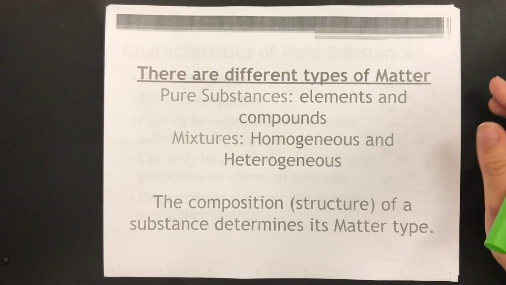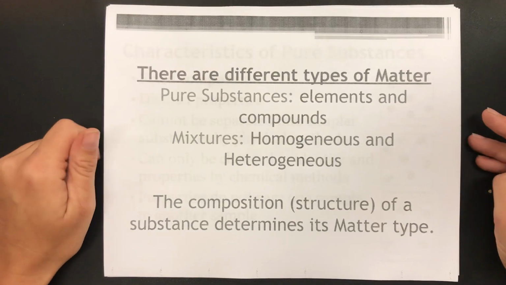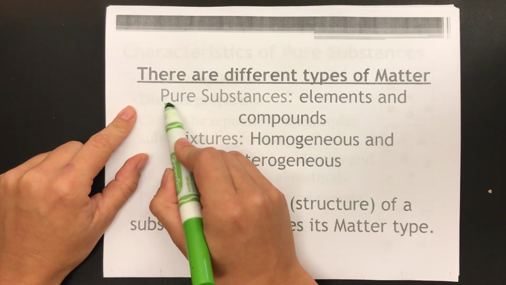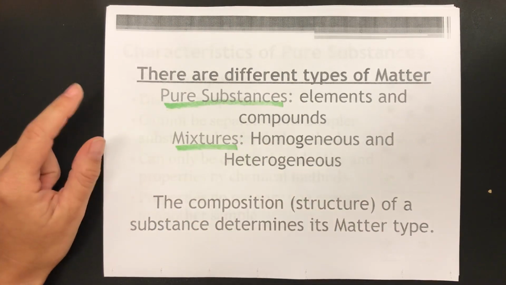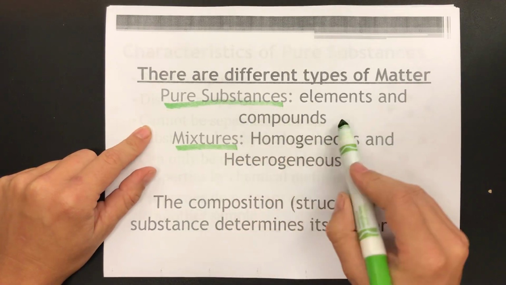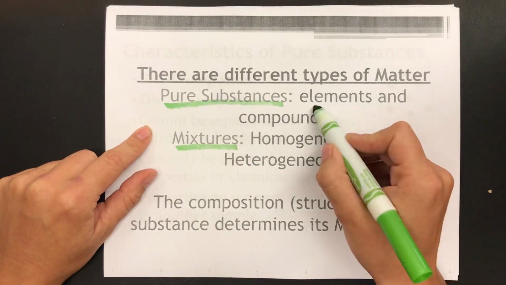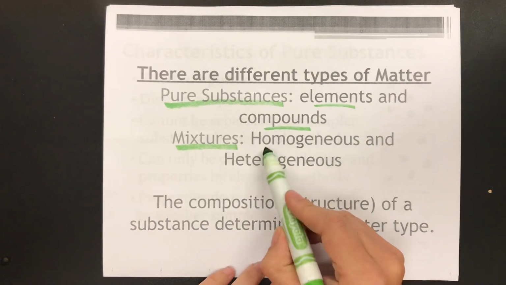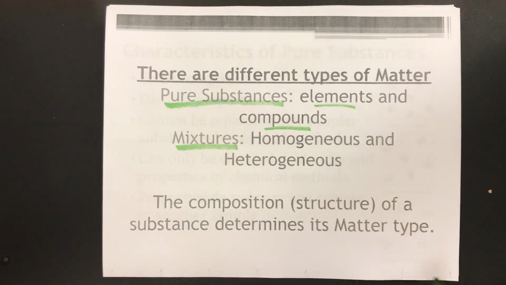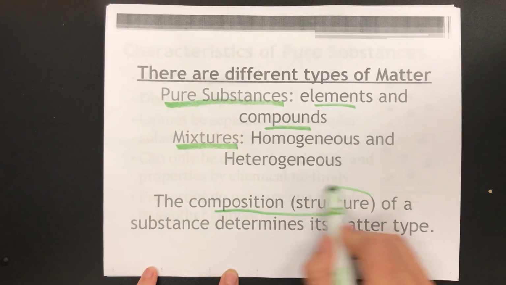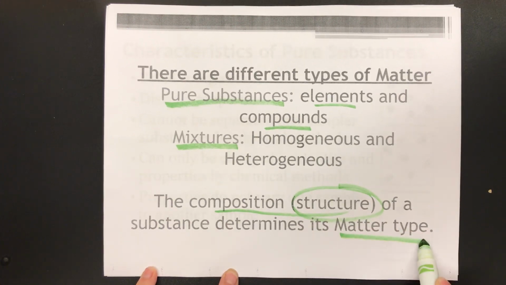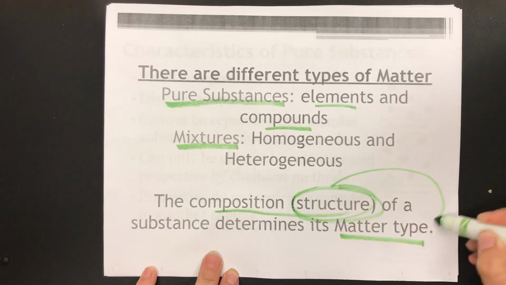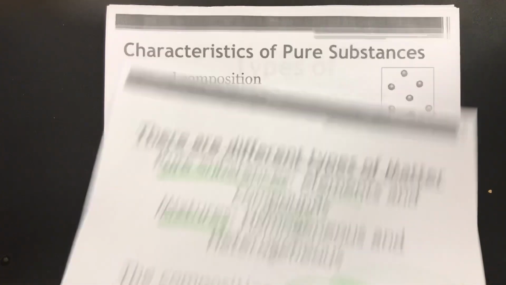Okay. There are different types of matter, so that's what the next few slides are going to be about. Here you have what's called pure substances and mixtures. You've got to know the difference between these two terms. So pure substances also then break down even more into what's called elements and compounds. Mixtures break down even more into what's called homogeneous and heterogeneous. So the next two slides are going to break down what each of those little words stand for. Okay, the composition or the structure of a substance determines its matter type. So the structure determines what type of matter it is.